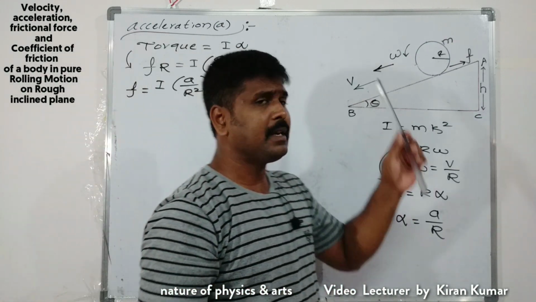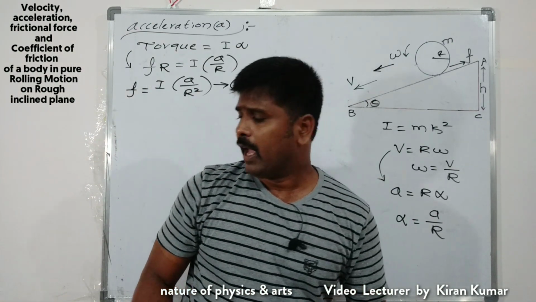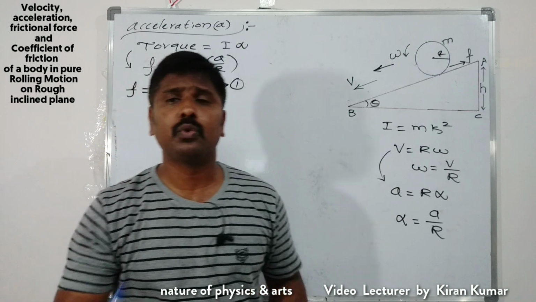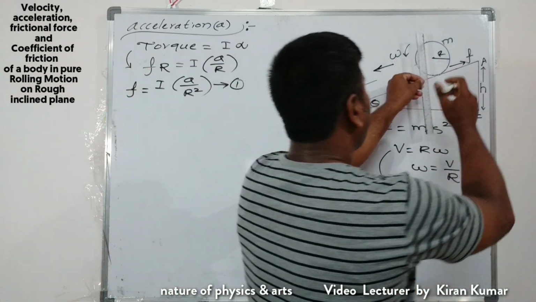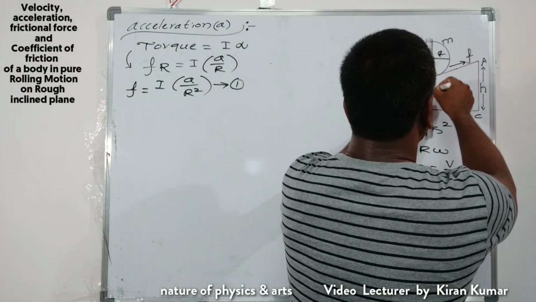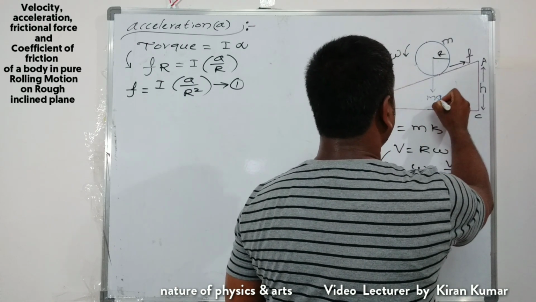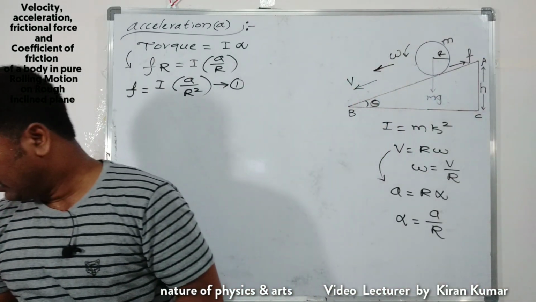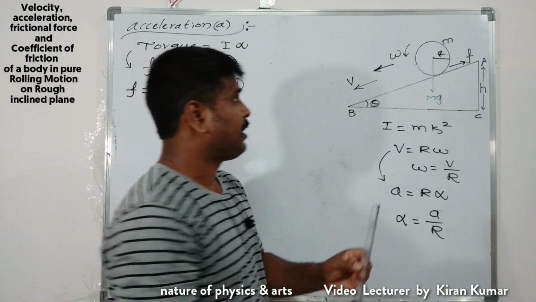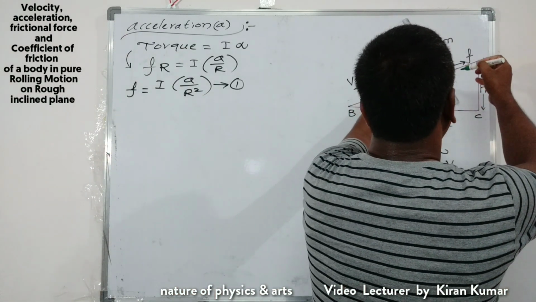Okay, m is the mass of the rolling body. mg is resolved into two components. Here mg is acting in the downward direction, this is mg. So mg is acting downward, then that is resolved into two components.